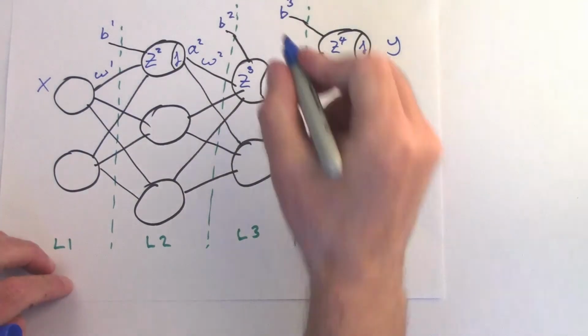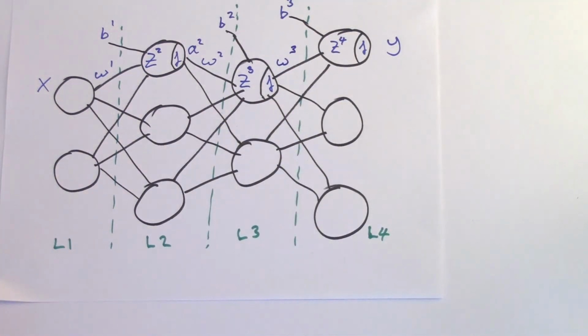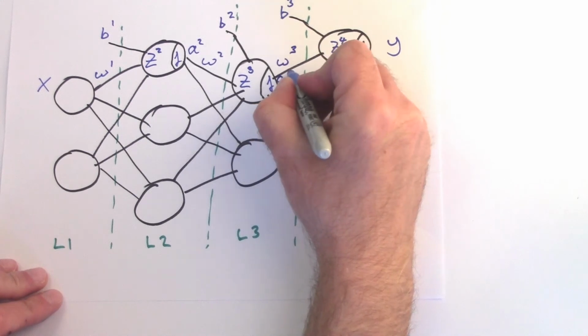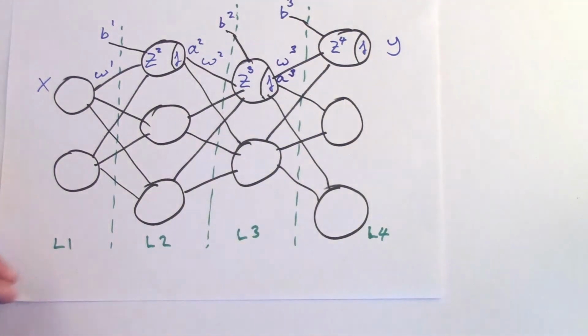I've missed out the weights 3 here, and the activation 3 here, which is the result of the activation function.